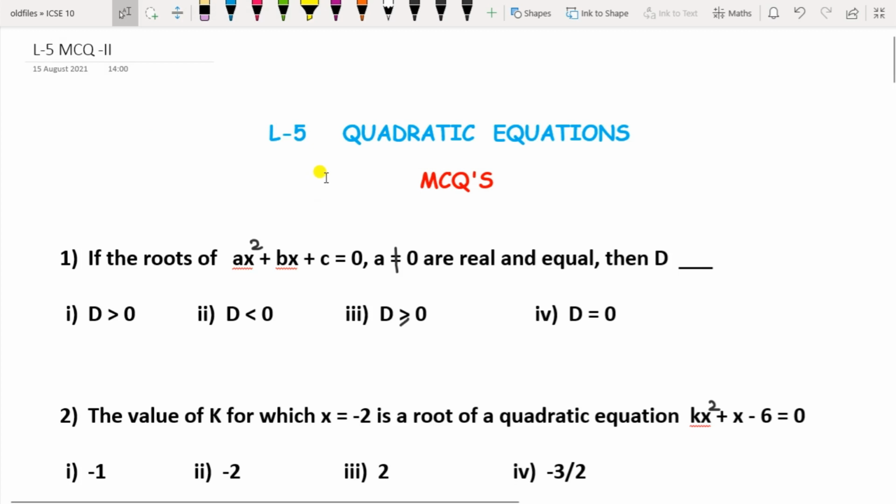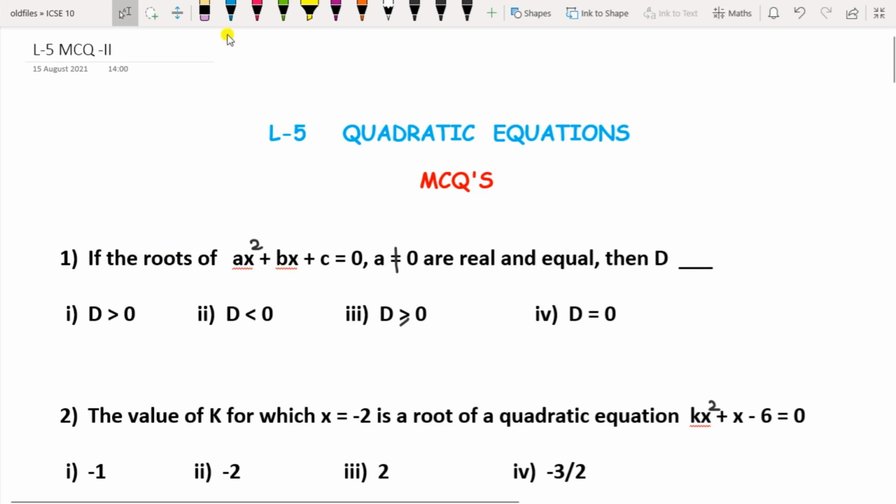In this video we are going to see some more MCQs of lesson 5, quadratic equations. This is the second video on the MCQs of this lesson. The first video, the link of it I have shared in the description box below. Please go through that video too.